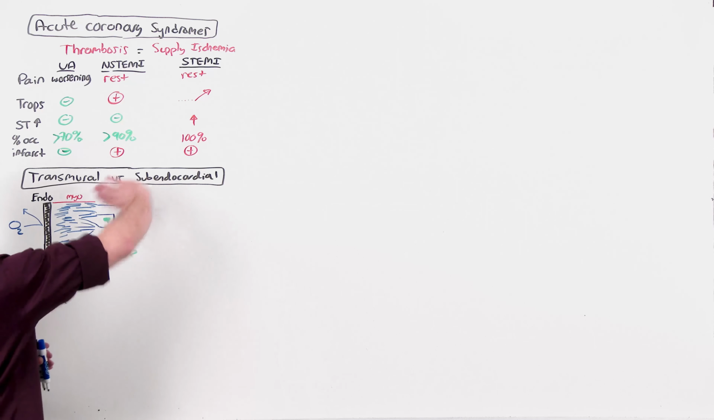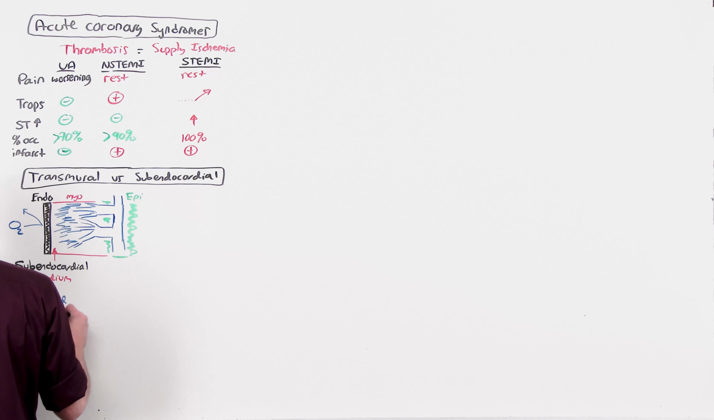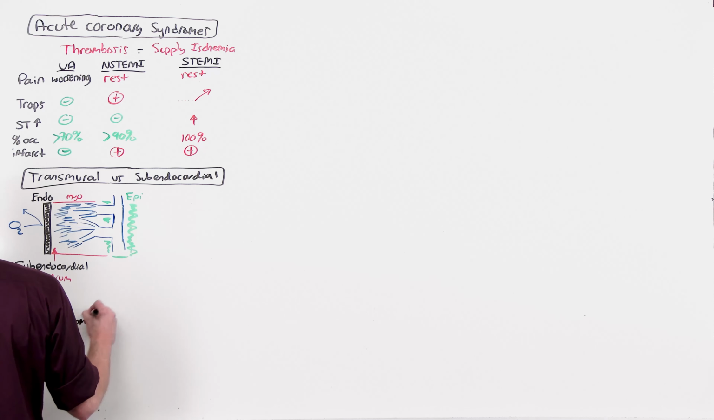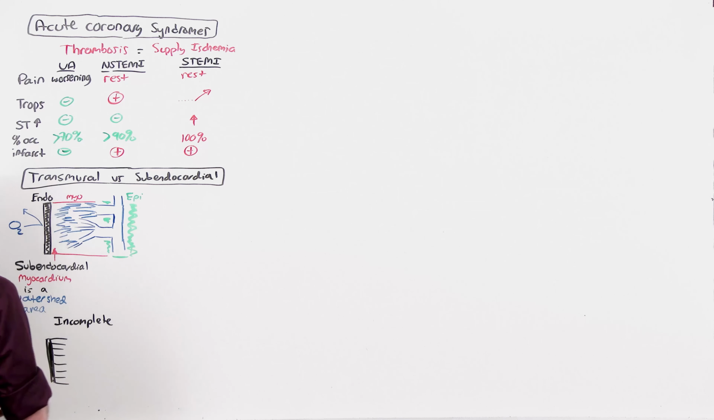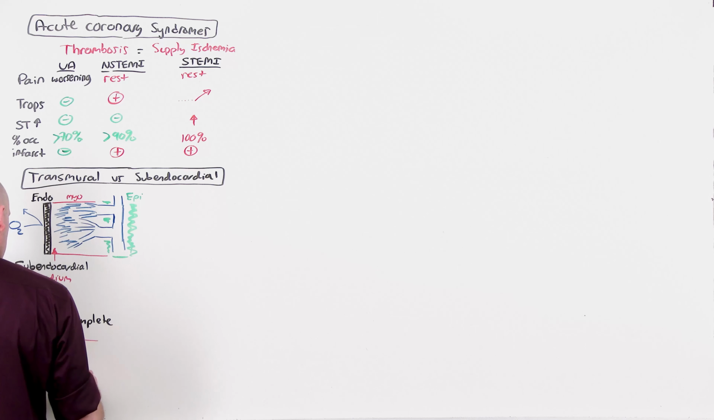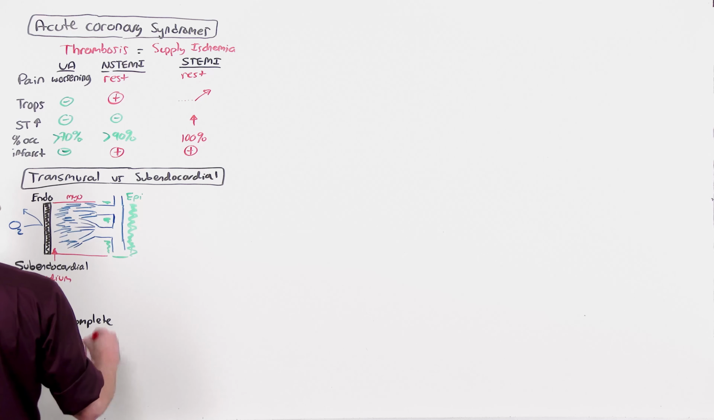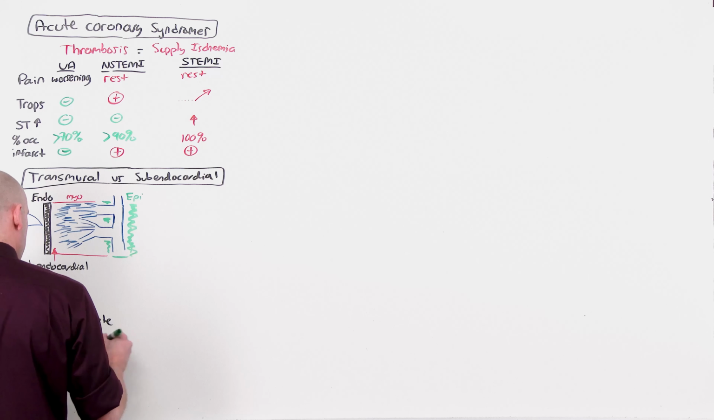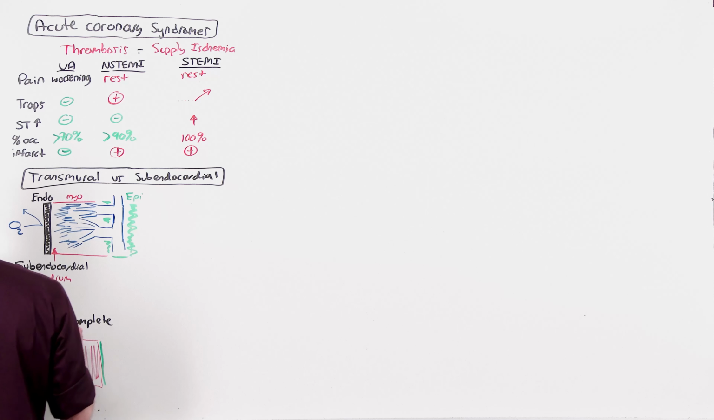And a total occlusion, everyone suffers. So what that looks like then is if there is an incomplete occlusion, there will be the endocardium, but then some amount of subendocardial necrosis. This myocardium is unaffected. This is a subendocardial infarct.